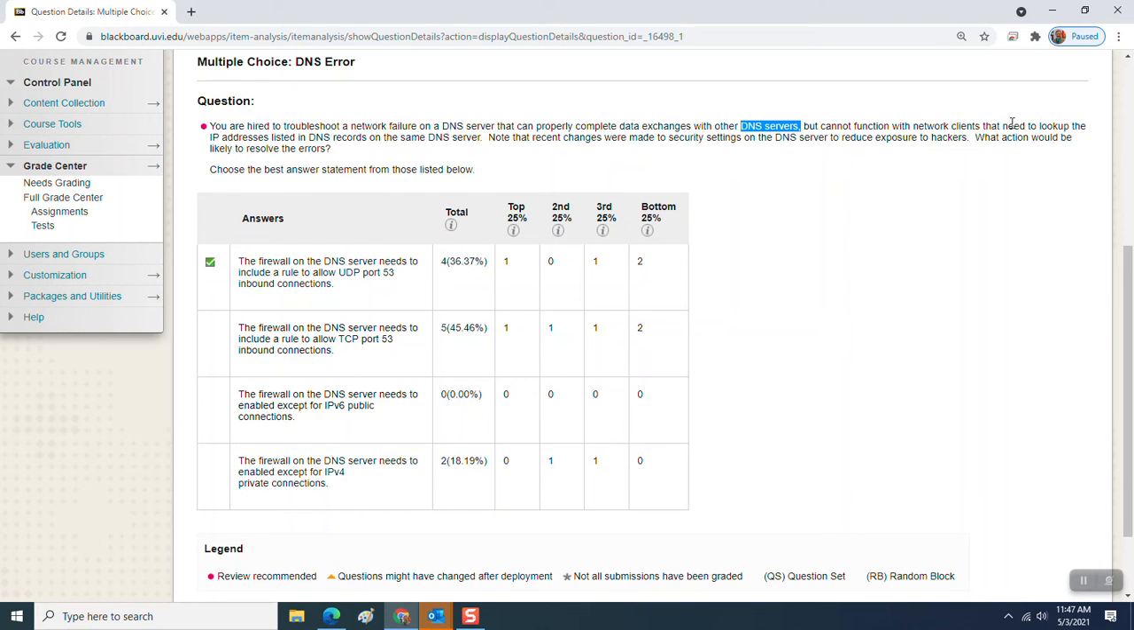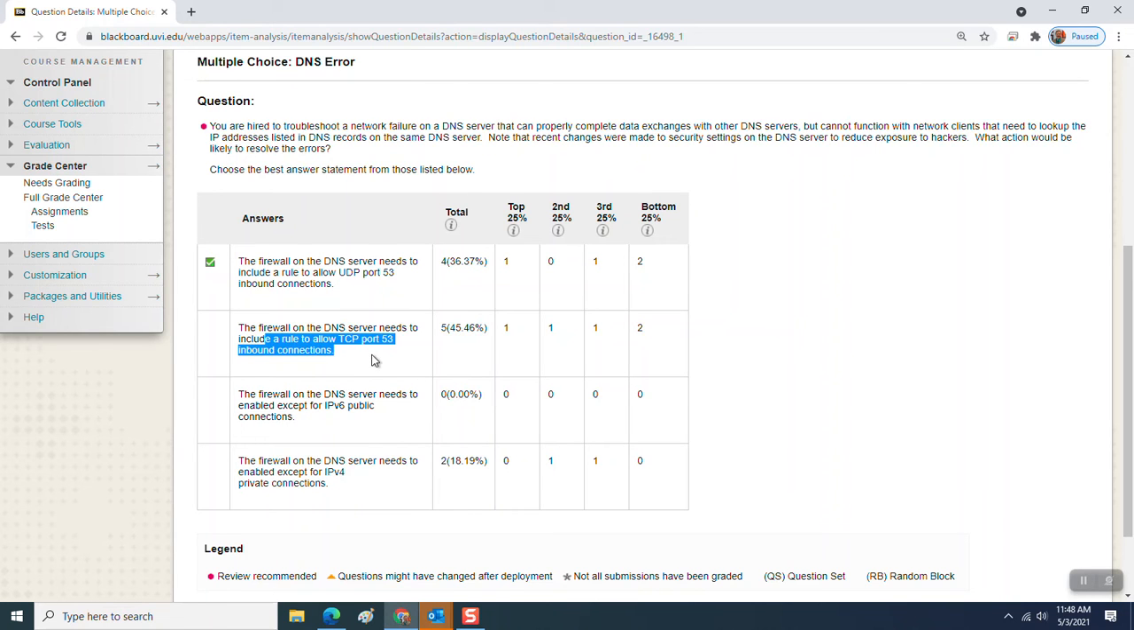But when it's being used by clients to resolve domain addresses to IP network addresses, that occurs on UDP 53. So the rest of these answers are all incorrect. Firewall on DNS server needs to be enabled except for IPv6. That has nothing to do with it. We're not even talking about IPv4 versus IPv6 here. And working something with IPv6 wouldn't resolve the IPv4 problem.